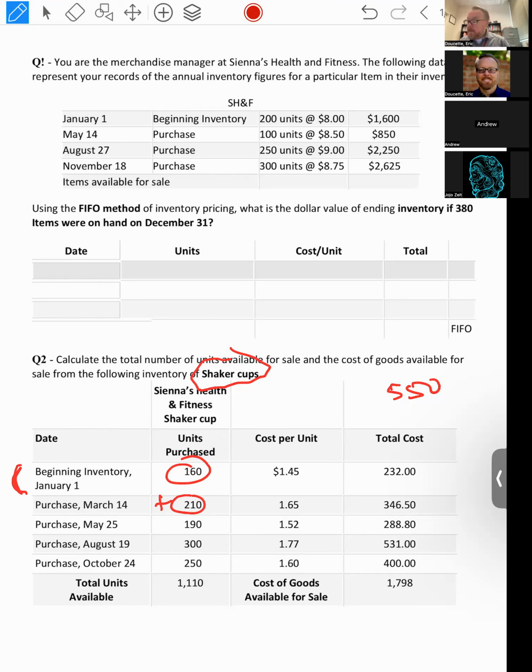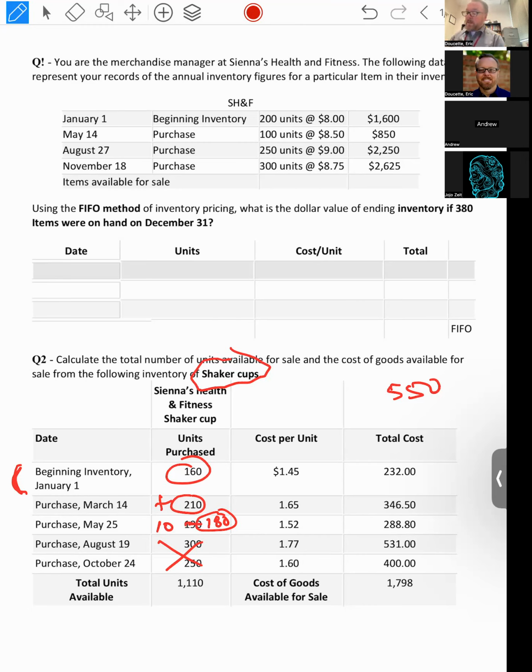Best way to do it is to add. So I'm going to add the 160. I'm going to add the 210. And then I'm going to add the 190. So that's 560 and we need 550. So we're going to use 180 of these left. That means 10 of these sold and all these sold because with last in, first out, the last one I put in was October 21st. That's gone. The last one before that was August 19th. That's gone. And 10 of the May 25th are gone. So that means I have 160 from January 1st still there, 210 from March 14th still there, and then 180 from May 25th still there.